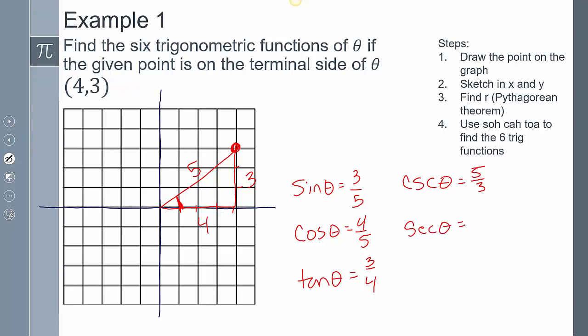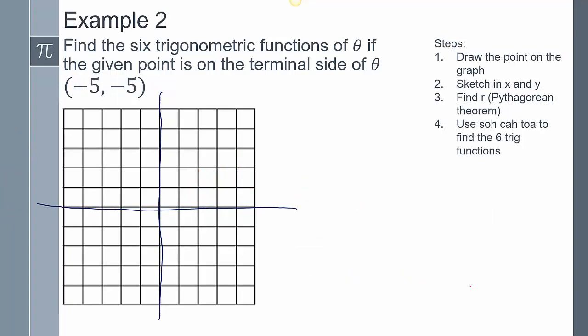Secant, they're just reciprocals, so you flip it. Cotangent, they're just reciprocals, so you flip it. And so those are going to be my 6 functions.